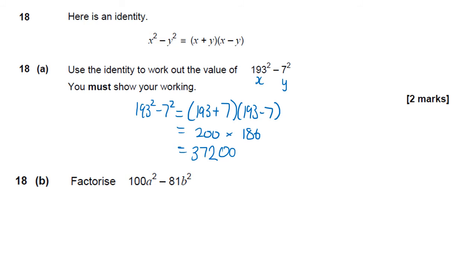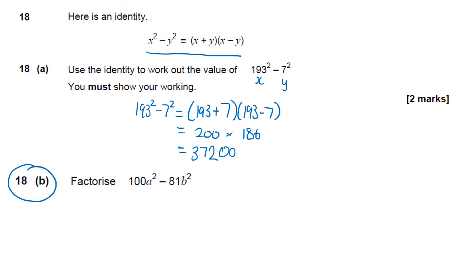Okay, next part, factorize this. Now, we're not going to do what we did on the previous question of looking at what these have in common. Notice that this is still part of question 18, so we're still using this identity. It's important that you look at whether it's still part of the same question to know whether to do the same things. So we're still going to do this.